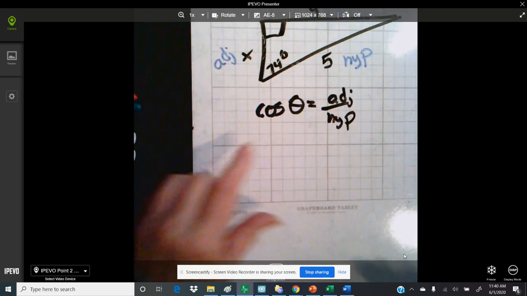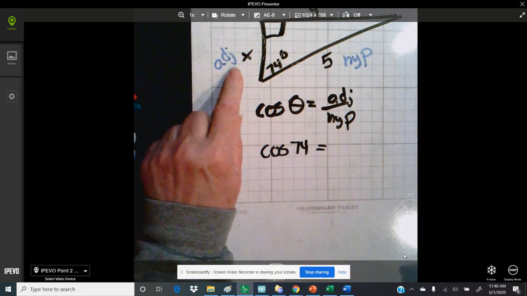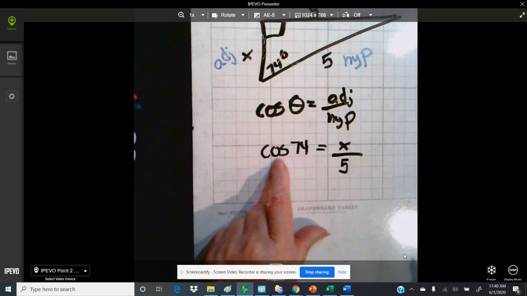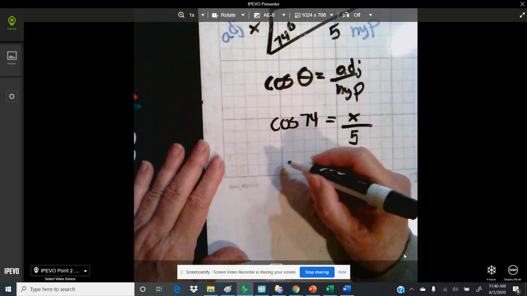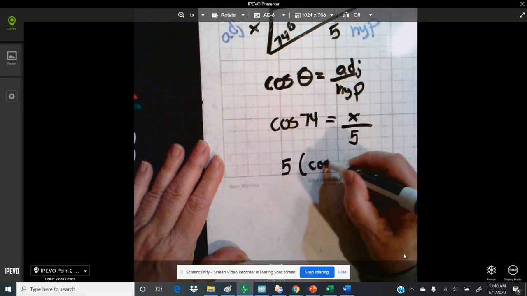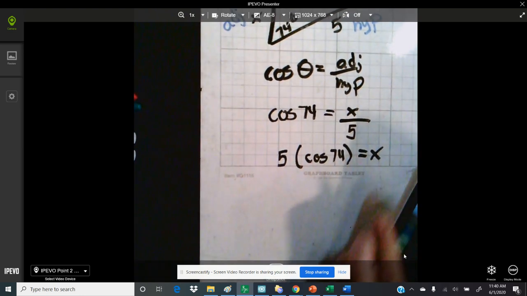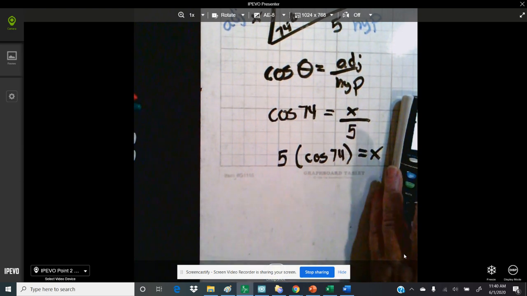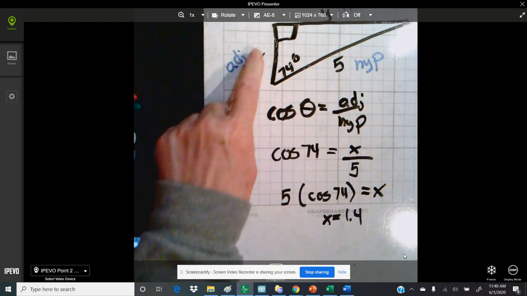Let's plug in what we know. The cosine of 74 equals the adjacent, which I don't know, so I'm going to call that x, over the hypotenuse, which is 5. Remember, the cosine of 74 is just a number, but I'm going to multiply through by 5 to get rid of the fraction. So I've got 5 times the cosine of 74 equals x. I can go to my calculator and just plug this in. 5 times the cosine of 74, and I get 1.4 if I round to 1 decimal. So now I know that this side over here is 1.4.